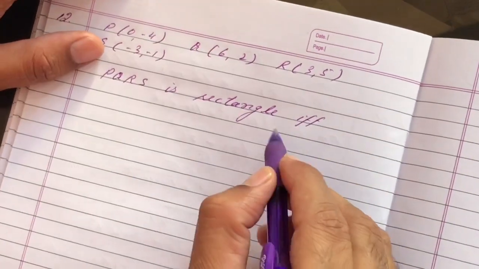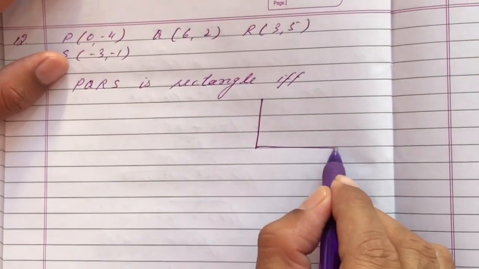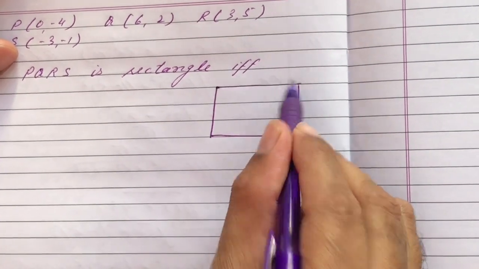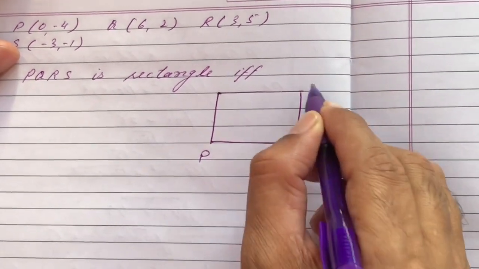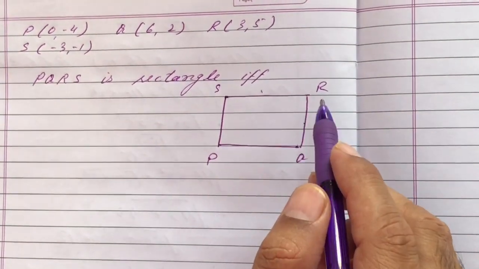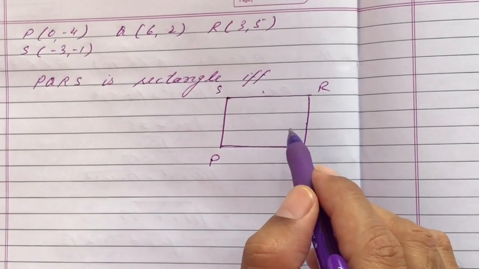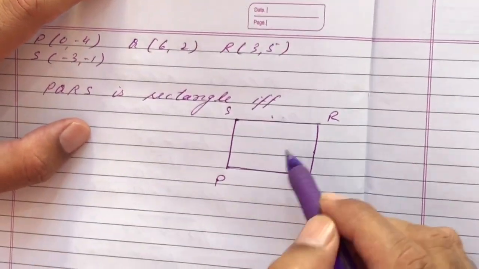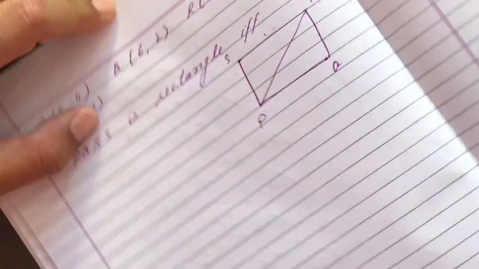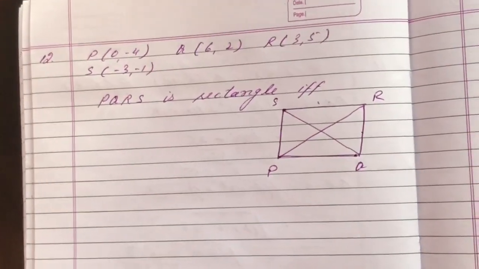if and only if... What is the property of a rectangle? In rectangle PQRS, opposite sides are equal, but opposite sides are also equal in a parallelogram. So how can we say that it is a rectangle? In a rectangle, opposite sides are equal and diagonals are also equal.